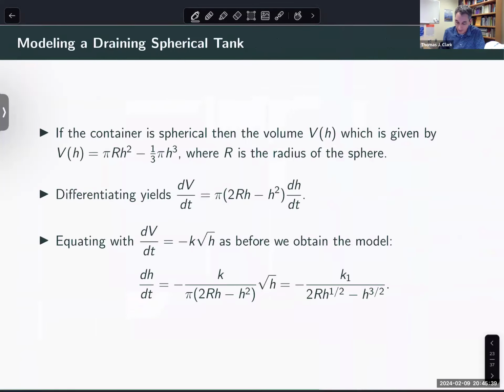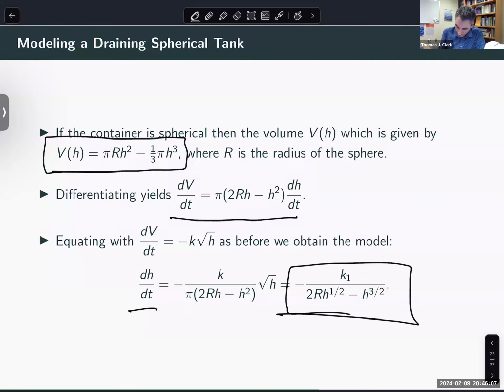And you can derive this if you want, or you can just kind of give it to them. It's a little bit messy. Sorry, here's that volume formula. So if the sphere has a radius of r, then the volume of a sphere filled up to a particular height is that equation right there. You differentiate it with the chain rule, you get dV/dt. You equate the two sides, and you get, again, this separable differential equation.